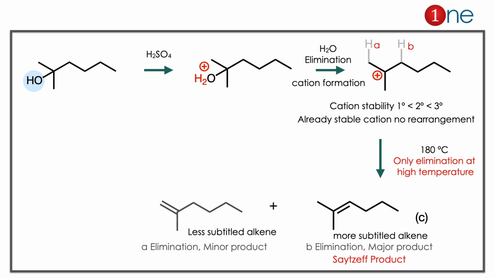Here you have to learn 2 important things. One is high temperature. High temperature favors the elimination, not the cyclization. Second thing is the Saytzeff product. Saytzeff product means the more substituted alkene will be formed rather than the less substituted product, because more substitution is the thermodynamically stable product, which is the Saytzeff form.